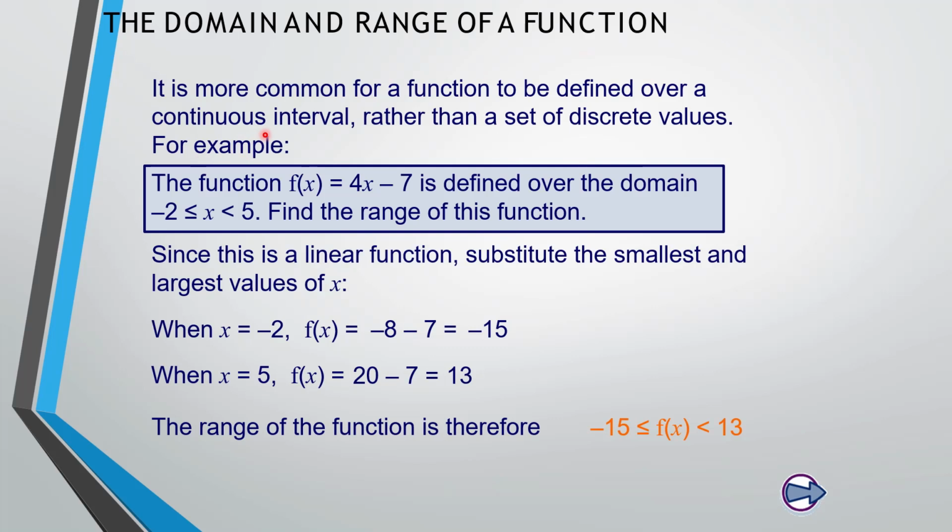It is more common for a function to be defined over a continuous interval rather than a set of discrete values. For example, the function f of x is equal to 4x minus 7 is defined over the domain minus 2 less than or equal to x less than 5. Find the range of this function. Since this is a linear function, substitute the smallest and largest values of x. So this gives a clear understanding of the difference between domain and range, as we go through the concept of domain and range of a function.